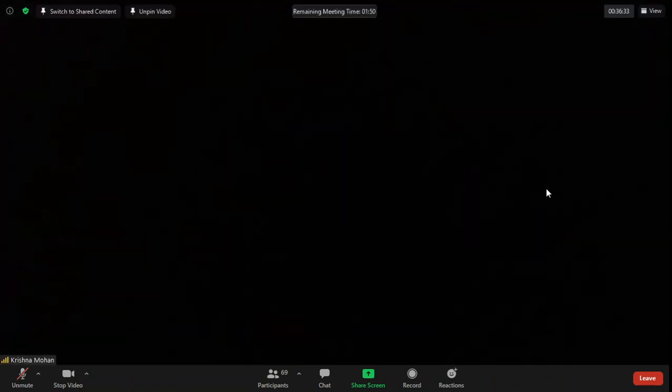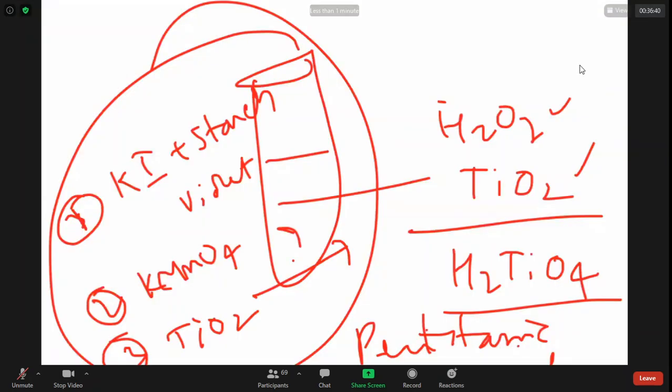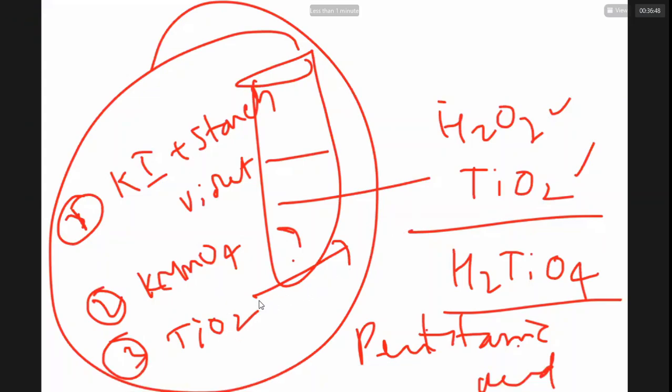Fine. Fuel cell is a particular cell where the chemical energy of hydrogen is directly converted to electrical energy. Fuel cells are supposed to be 100% efficient. Okay?